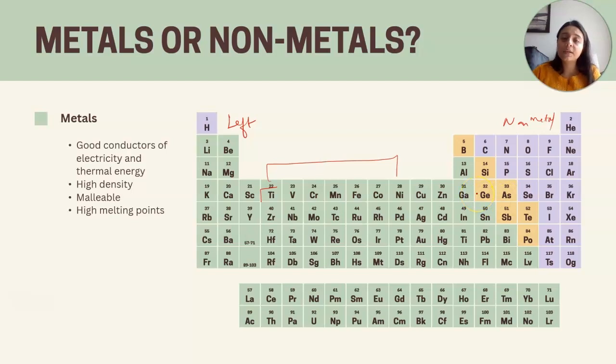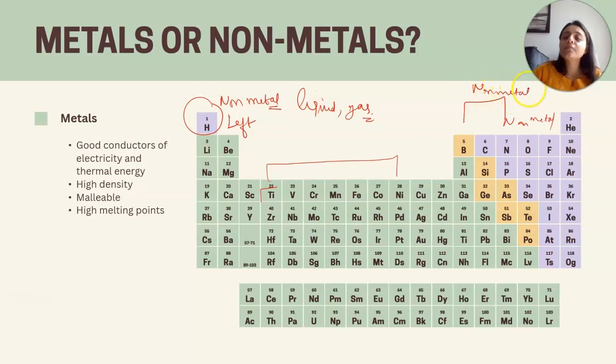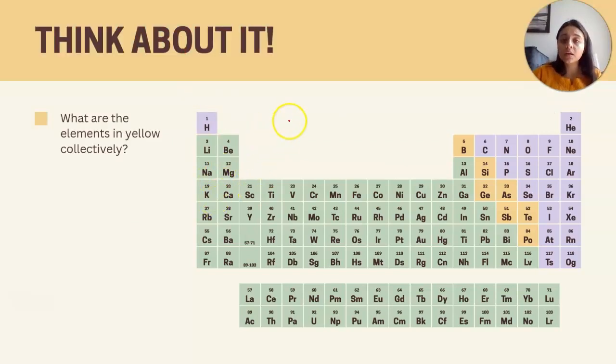Now hydrogen is also considered a non-metal because, as I have already told you, non-metals can be liquid or gas, while metals are solids. So hydrogen is considered a gas. That's why we are considering hydrogen as a non-metal. So to your extreme right, these are non-metals, and to the left hand side, these are what? Metals. Okay. Now think of the elements which are present in the yellow color.